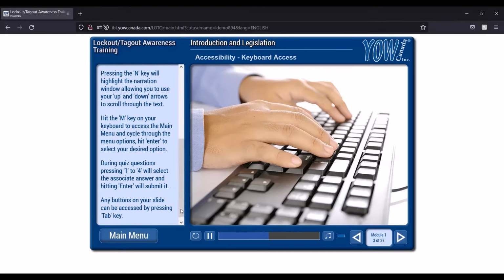Pressing the N key will highlight the narration window, allowing you to use your up and down arrows to scroll through the text. Hit the M key on your keyboard to access the main menu and cycle through the menu options. Hit Enter to select your desired option. During quiz questions, pressing 1 to 4 will select the associated answer, and hitting Enter will submit it. Any buttons on your slide can be accessed by pressing the Tab key.